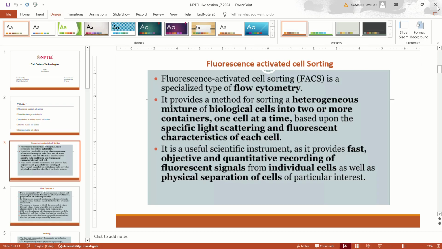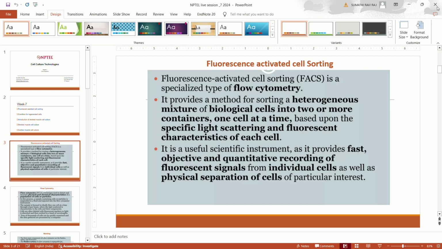It provides a method for sorting a heterogeneous mixture of biological cells into two or more containers, one cell at a time, based upon the specific light scattering and fluorescent characteristics of each cell. So this means that, like I said, it resolves or separates a particular type of cells from a group or from a mixture of different types of cells, which is nothing but a heterogeneous mixture.